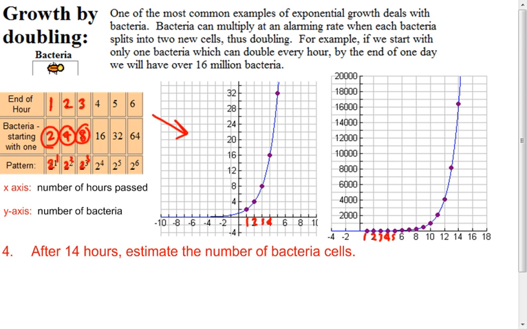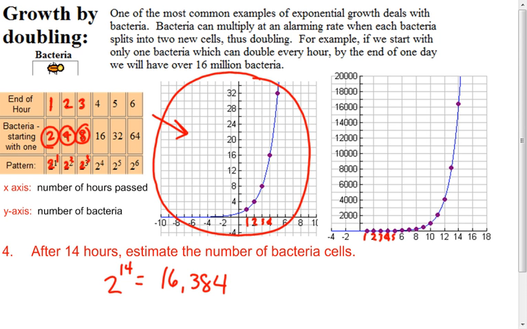So basically when I'm doubling it every time, a shortcut to answering this without the graph, after 14 hours, estimate the number of bacteria, I could go 2 to the 14th power and get 16,384. Okay. I don't even see 14 hours on this graph right here. So this graph is not even going to really be able to help us. And I don't even know how the y-axis is scaled. Okay. So this graph right there is not really going to help us.